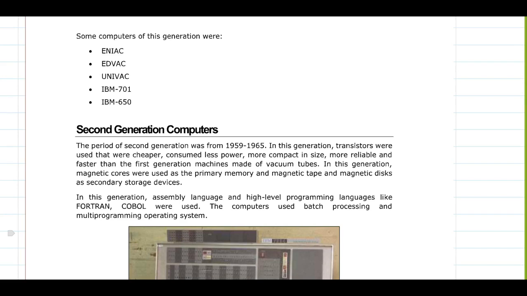Some of those computers, you can always Google them. Some of those computers are known as ENIAC, EDVAC, IBM 701, among others. So you can always Google for these computers and read more about them. And therefore, you will see where we were some 70 years ago and where we are now.